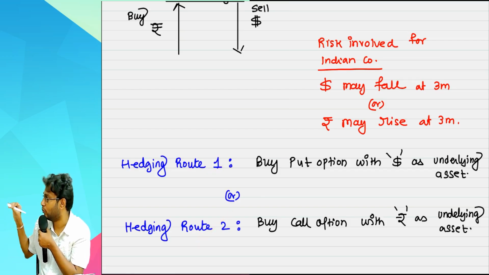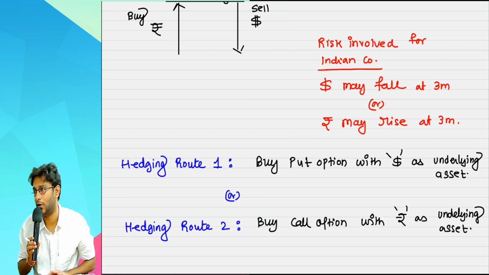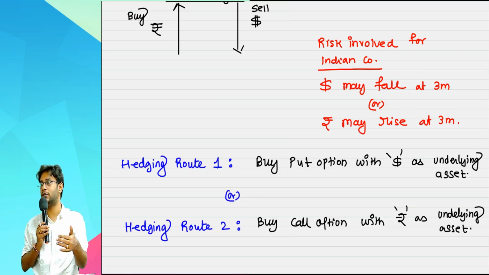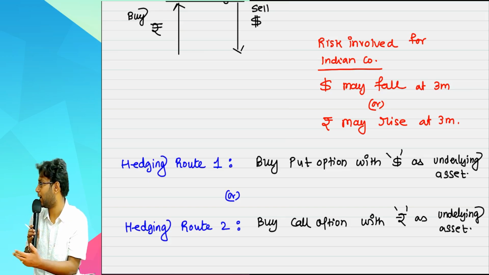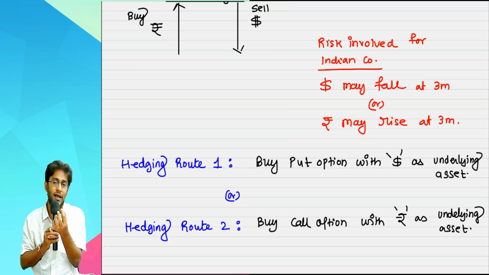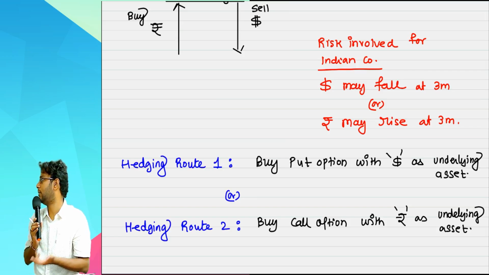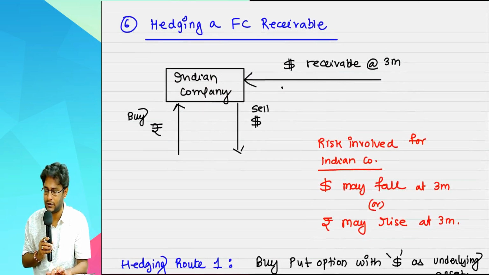But definitely only two routes. You cannot take writer positions and all, no short positions, only long. So never become a writer for hedging, because already you have a risk. Writer position is also risky. So generally we don't take writer position. We don't have any single question where writer position is used for hedging your risk. Although it's not impossible, we can still do it, but I don't want to confuse you. This will be confusing as you go further.